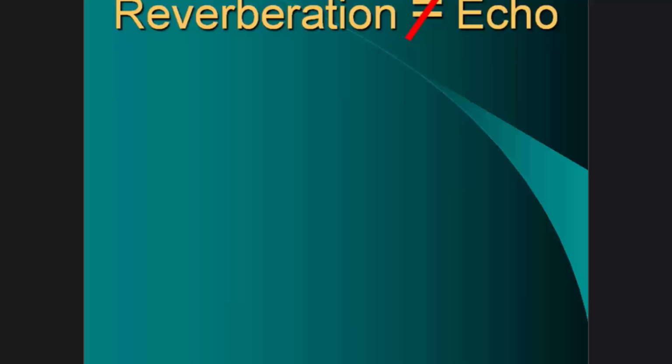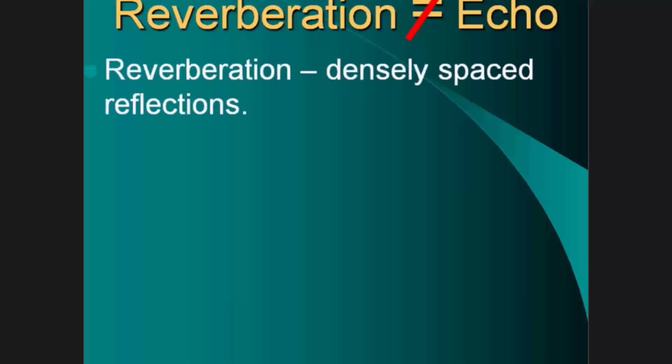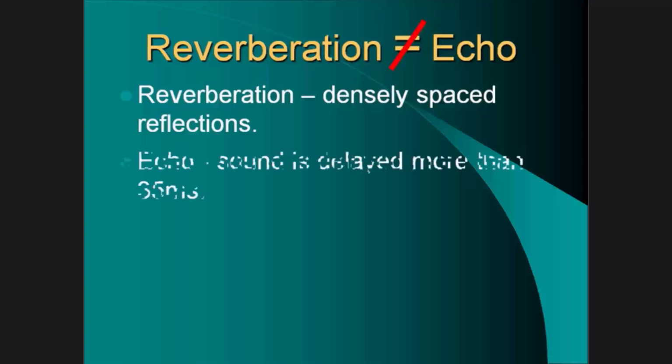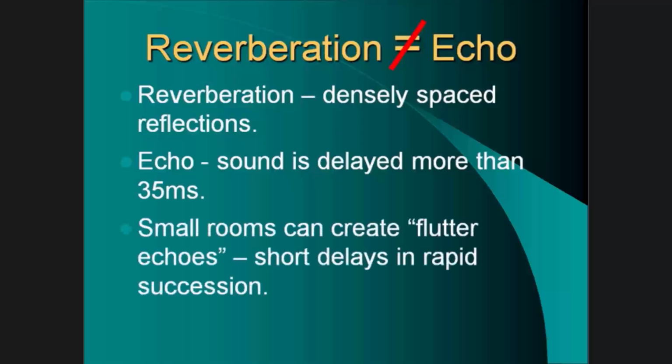Reverberation is often confused with echo, but they are two different things. Reverberation is the buildup of all these indistinguishable reflections, whereas echo is a distinctly individual sound that has been delayed by 35 milliseconds or more. Another interesting phenomenon which you find in small rooms is flutter echoes. Flutter echoes are short delays in very rapid succession.